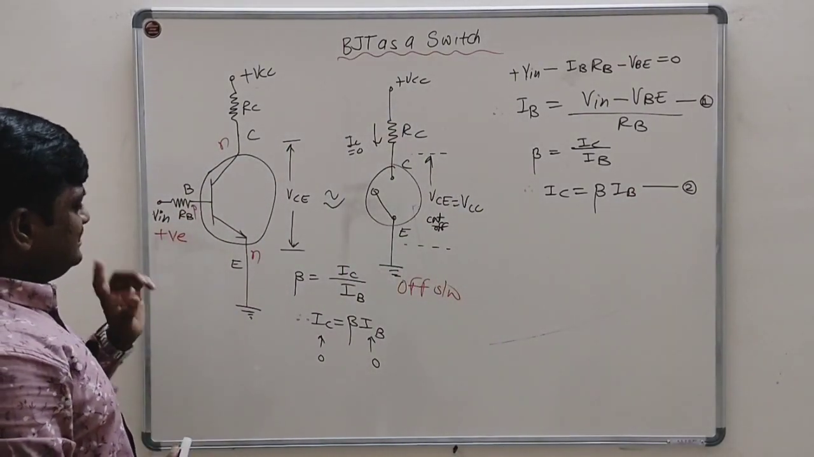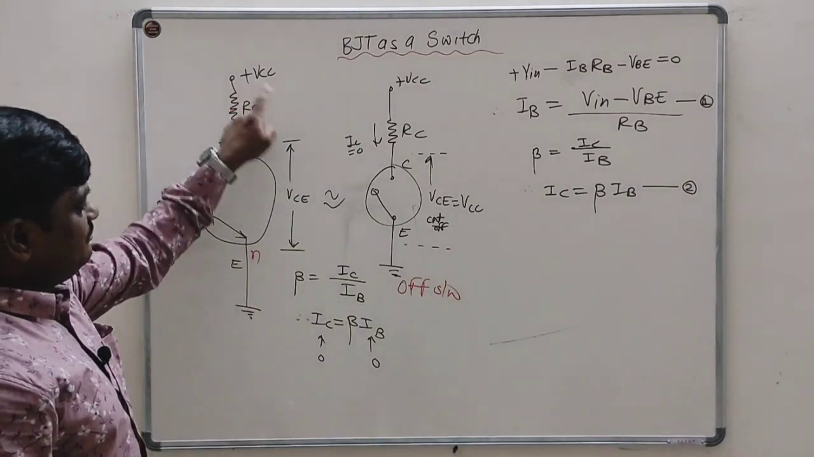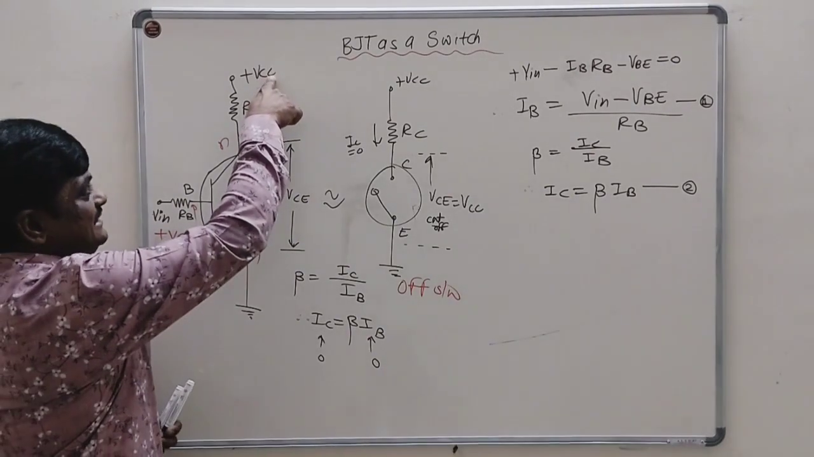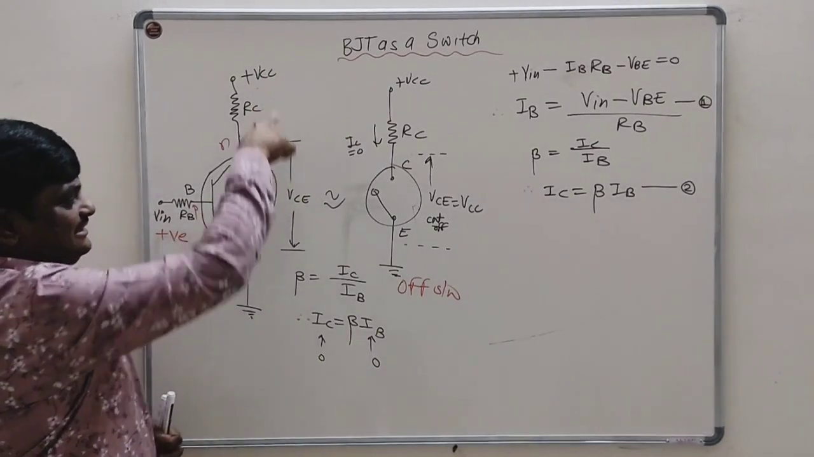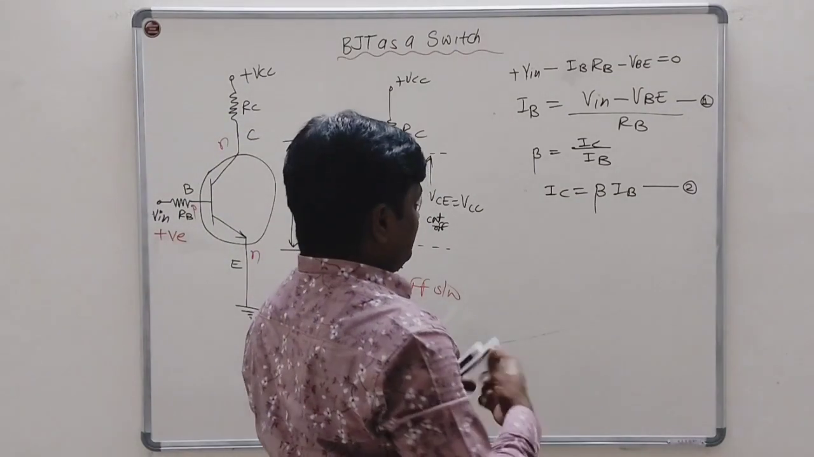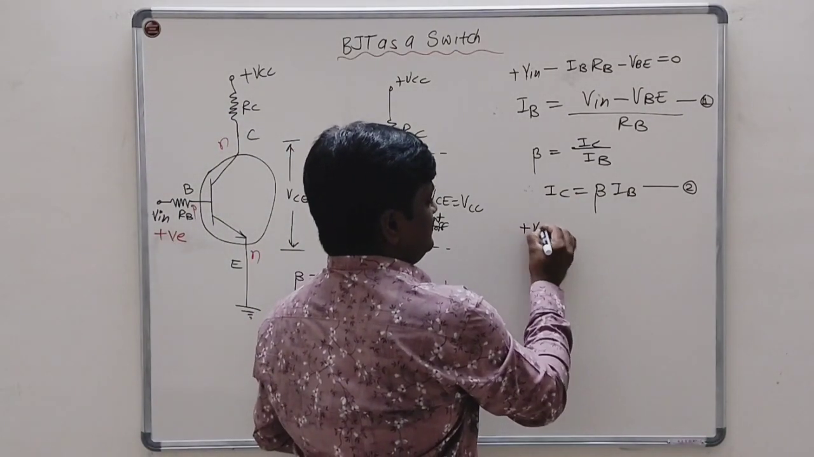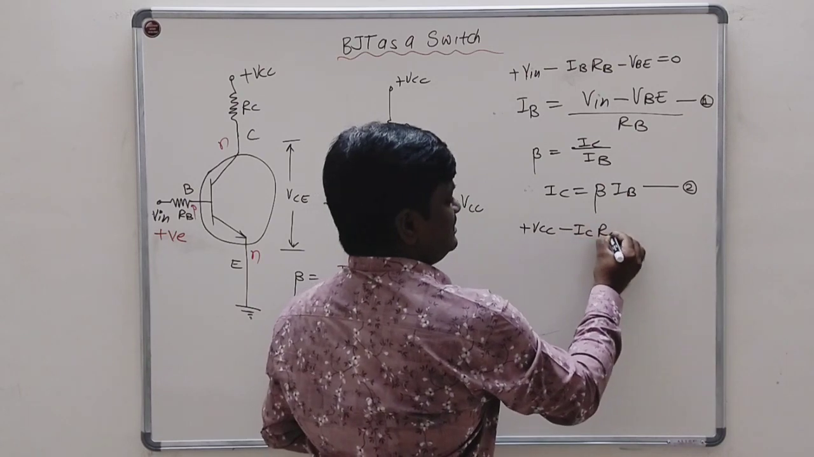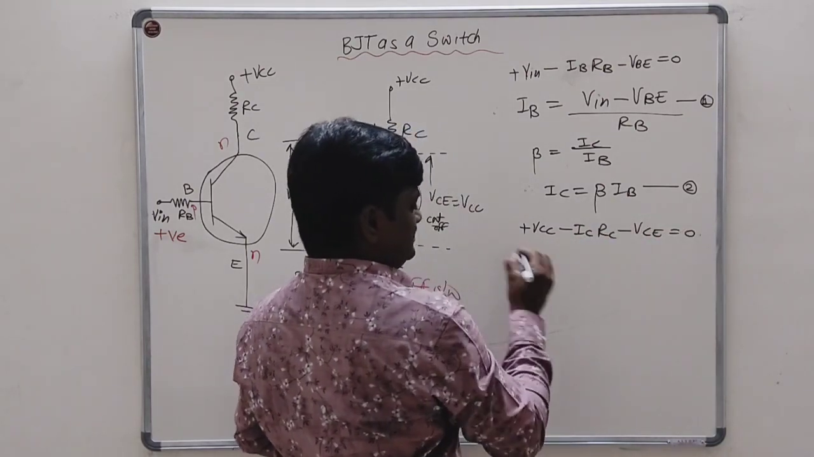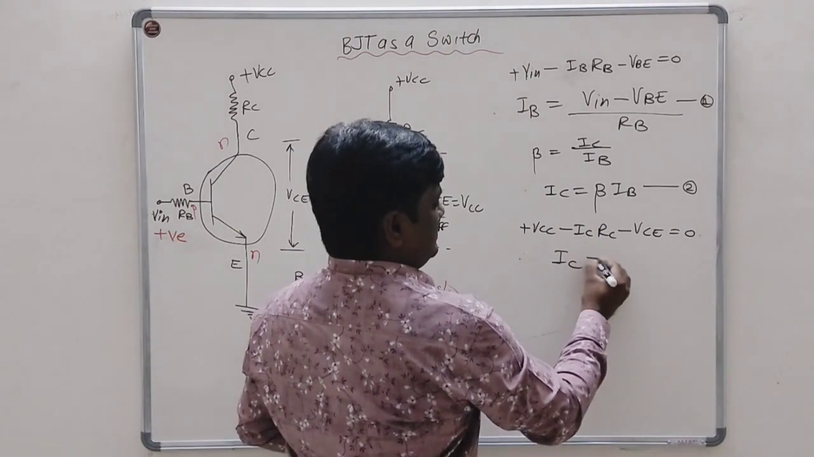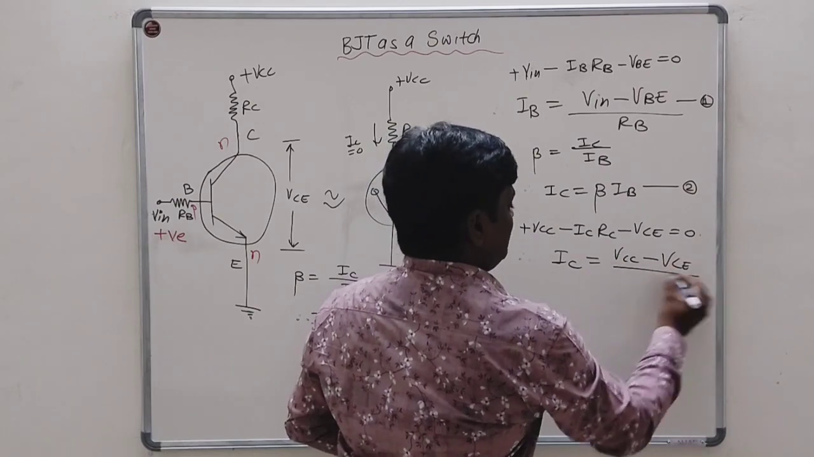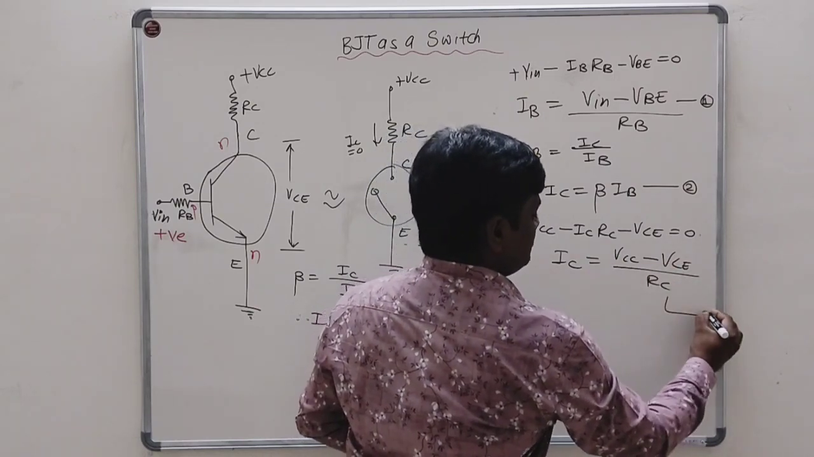And if I consider the output side, which is in between collector and emitter, if I apply Kirchhoff's voltage law, then I have VCC, then minus ICRC, then minus VCE is equal to 0. So here I get one more equation at the output side, plus VCC minus ICRC, then minus VCE is equal to 0. Hence, the IC will be equal to VCC minus VCE divided by RC. Say equation number 3.